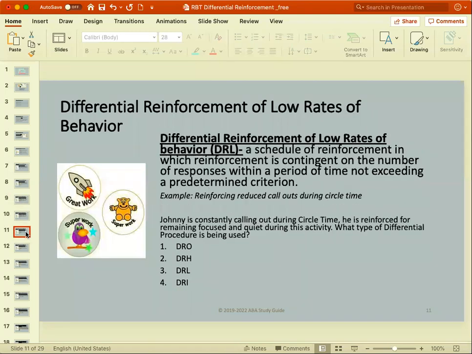Okay, and so DRI. Next one is going to be DRL, low rates of behavior. So for this one, our DRL is going to be scheduled reinforcement, in which reinforcement is contingent upon the number of responses within a time frame not exceeding a predetermined criterion. So exactly the same as DRH, except lowering the rates of behavior. So if he is constantly calling out during circle time, we want to reinforce him for remaining focused and quiet. So a lower rate of calling out. Which one are we using?